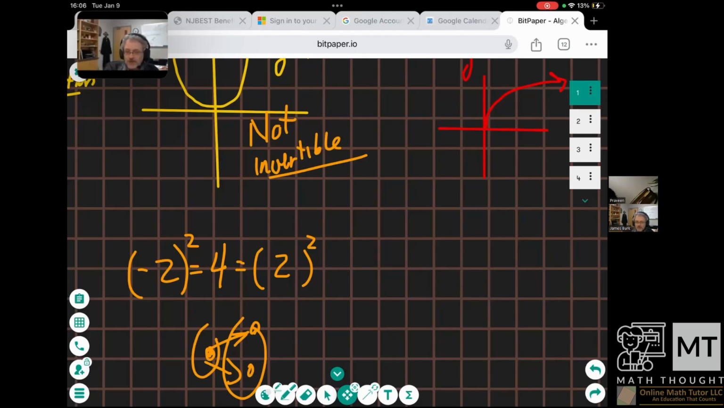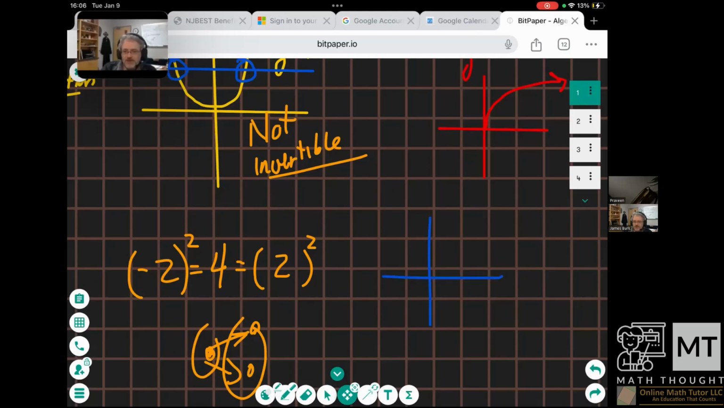Now, when we're talking about graphs, mappings, relationships, they're functions if they pass the vertical line test. So how do I know if a function is going to be invertible? If it passes the horizontal line test. That's exactly right. If it crosses more than once, it's not invertible. And that's where restrictions have to come into play.